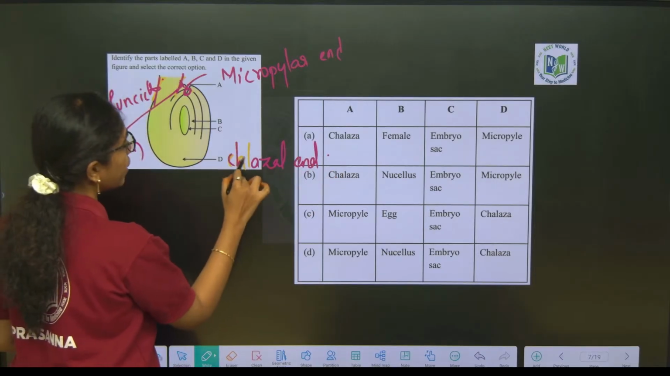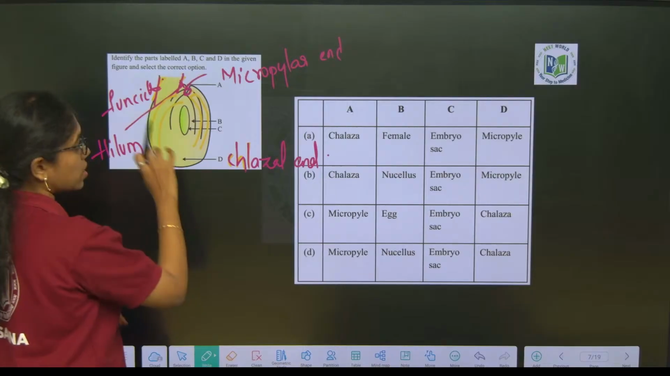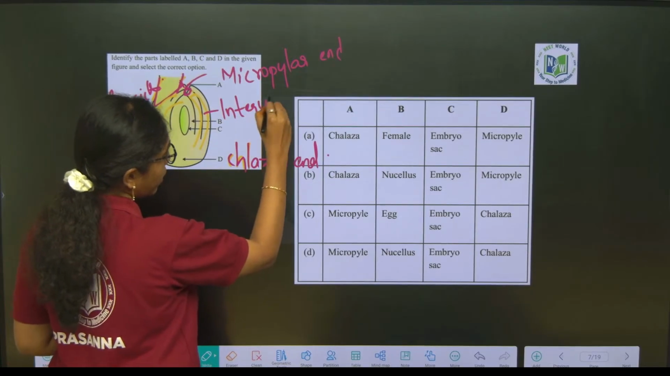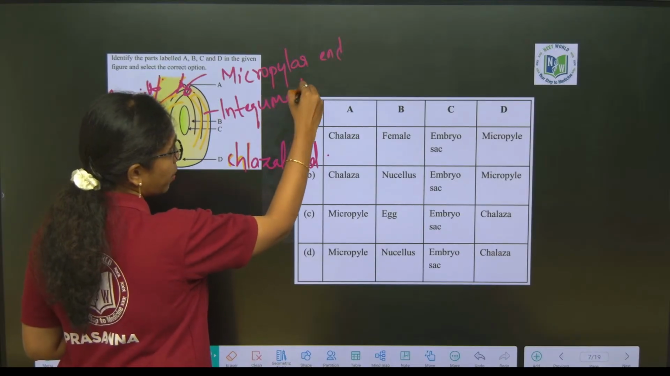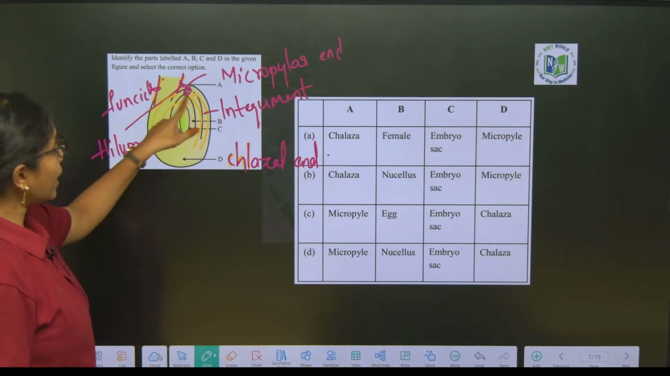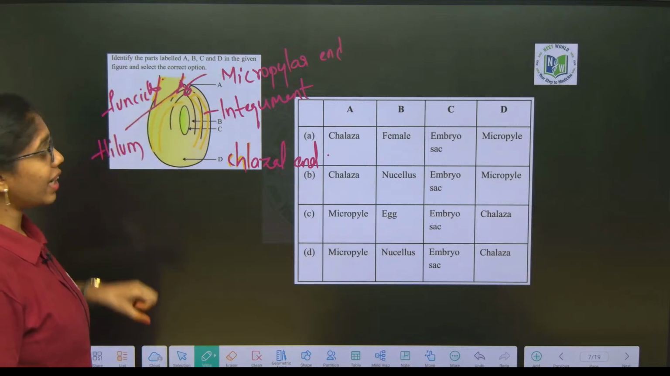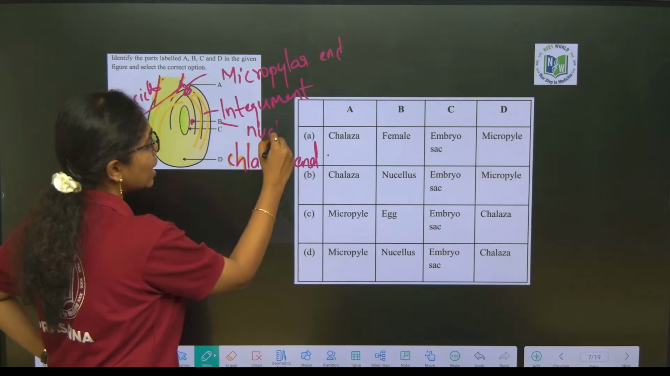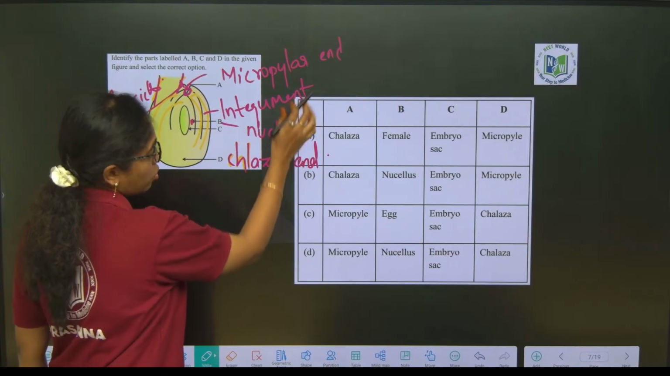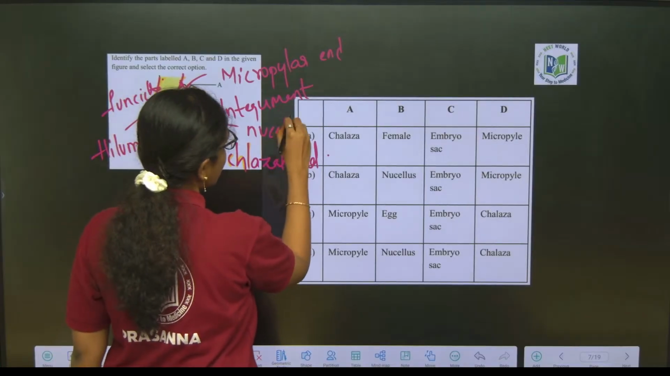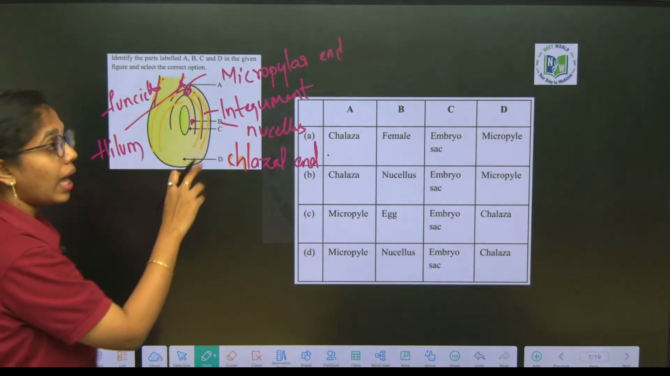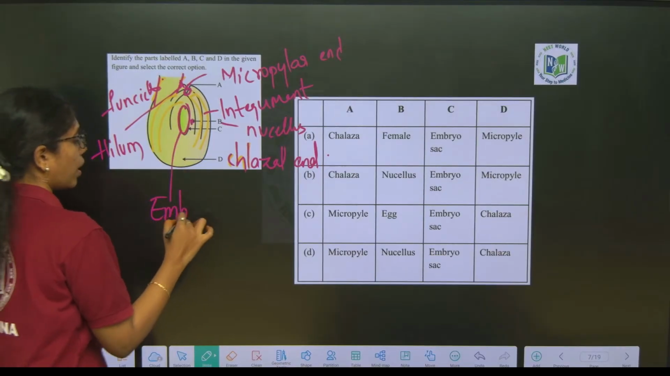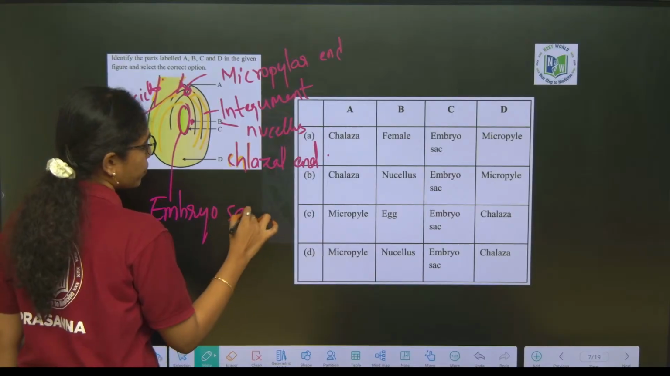And here these layers are integuments. It can be unitegmic, bitegmic or tritegmic. Inside this the cells are filled with nucellus. So here B is pointing to the nucellus. Nucellus cells are present inside the ovule, and inside that you have the embryo sac. Fine, right?